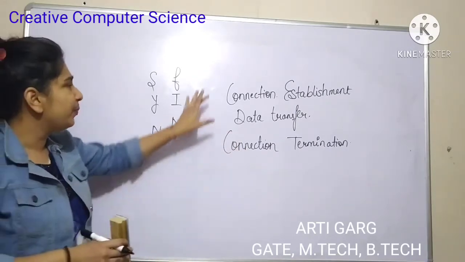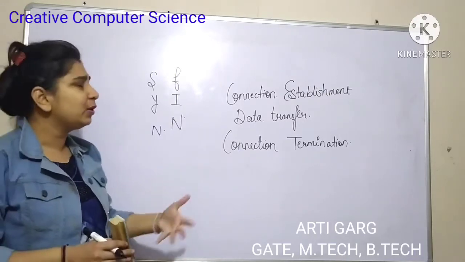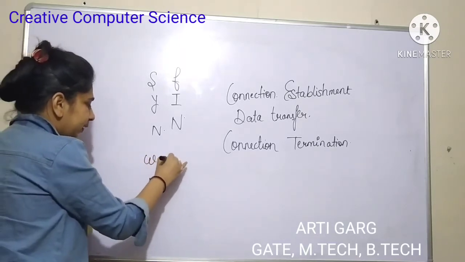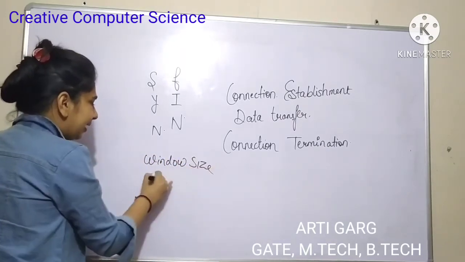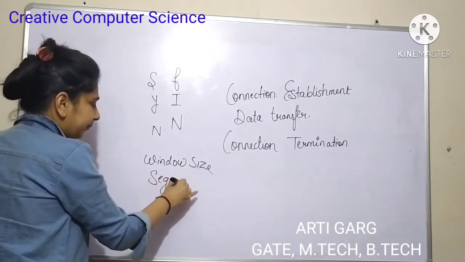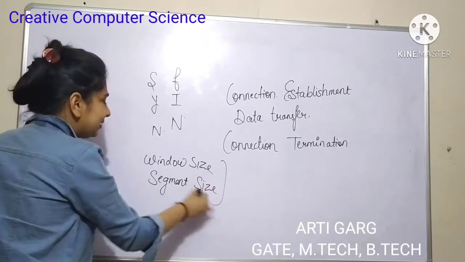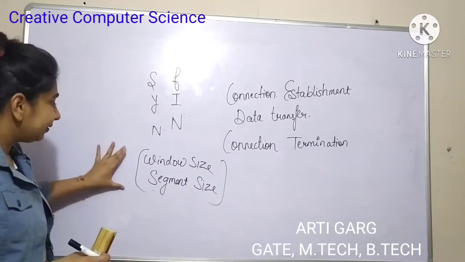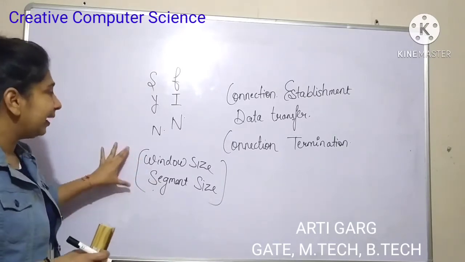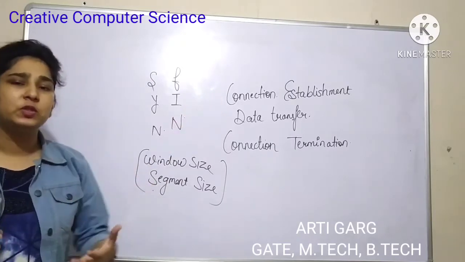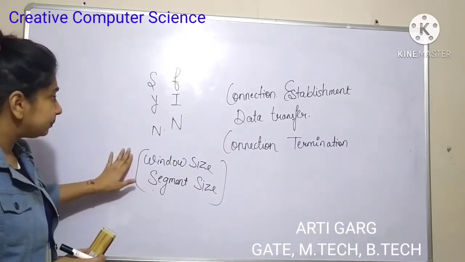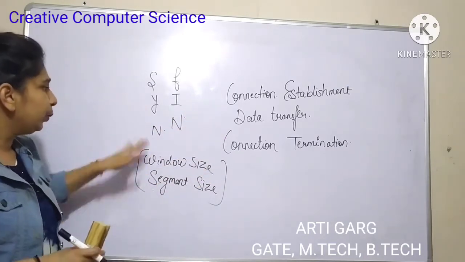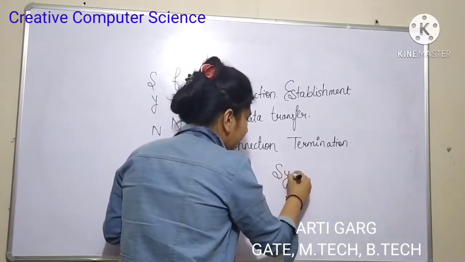Connection establishment means they are going to introduce each other. They are going to share basic knowledge, like what is your window size, what is your segment size. This knowledge is going to be helpful when they will be sending the original data. It would be helpful later, but when they are establishing the connection, they are just trying to know each other.